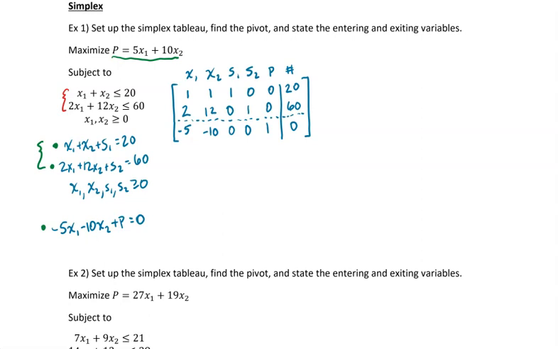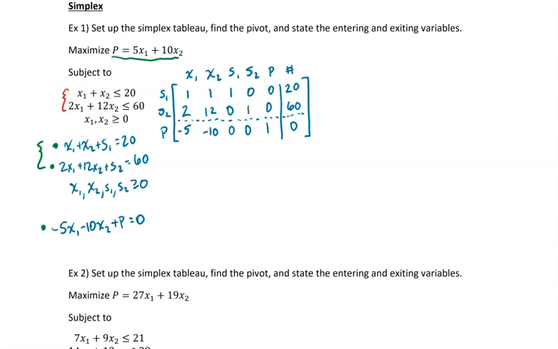On the left-hand side of this are going to go our slack variables and p. So we start off with s1, s2, and p on the left-hand side. And that is our simplex tableau all set up. It's essentially just a matrix that holds both our constraints and our profit function all at once.